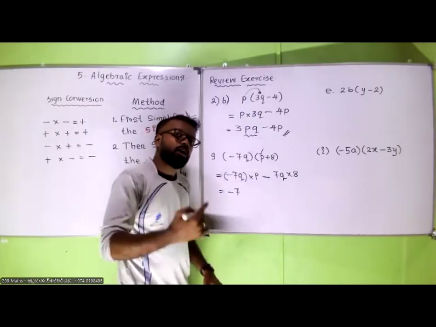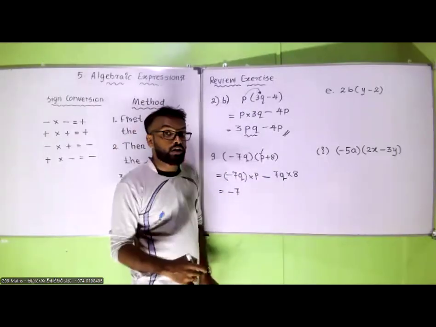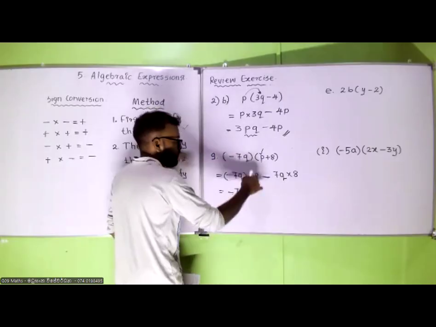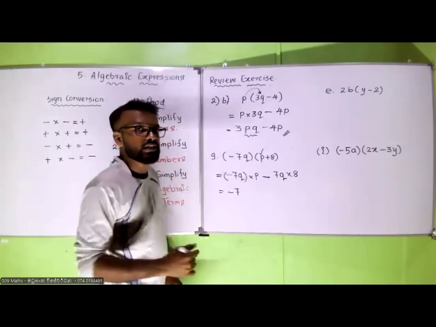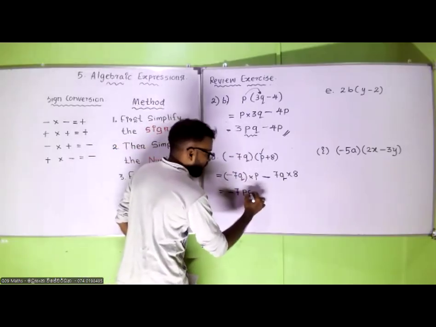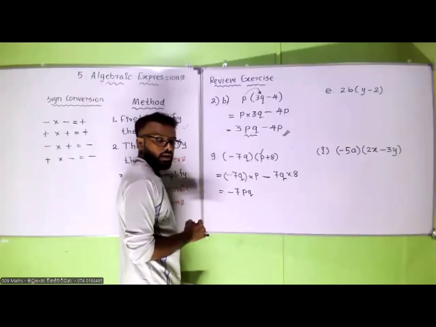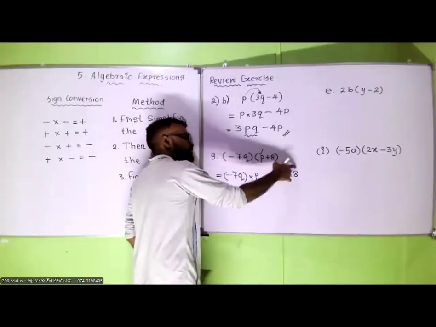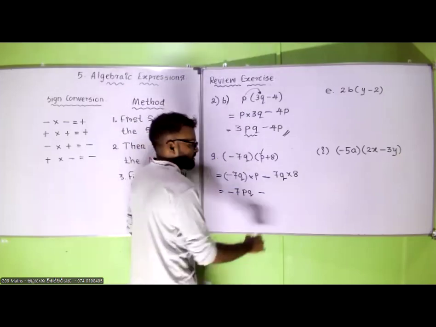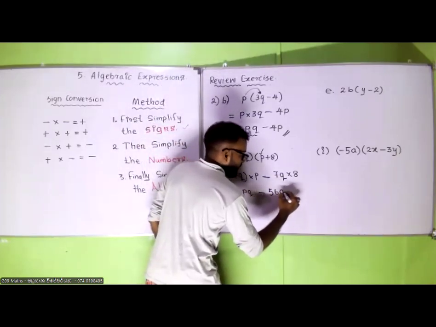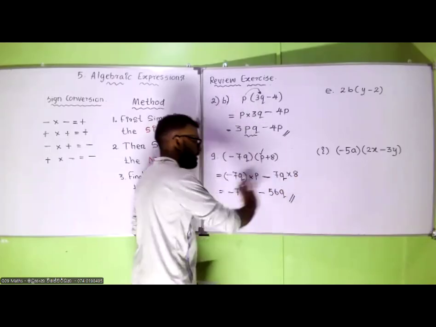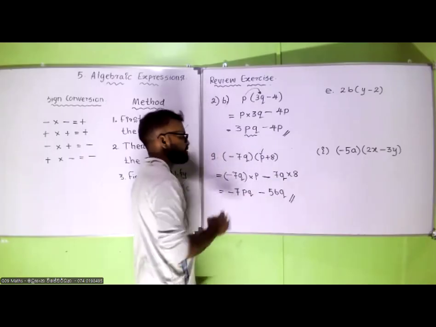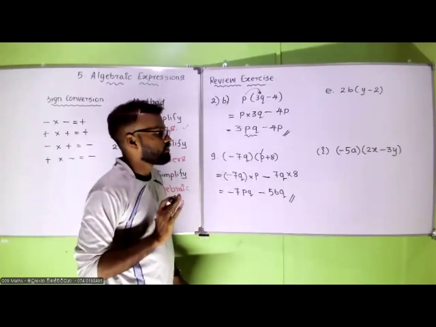Is this QP or PQ in alphabetical order? PQ. So it would be better if you change it to PQ. Negative sign. 7 times 8, 56. 56PQ. Done. Negative 7PQ, negative 56PQ. That should be your answer.